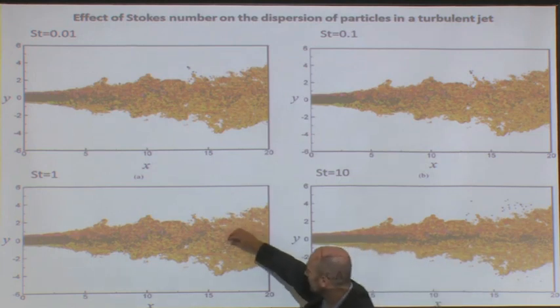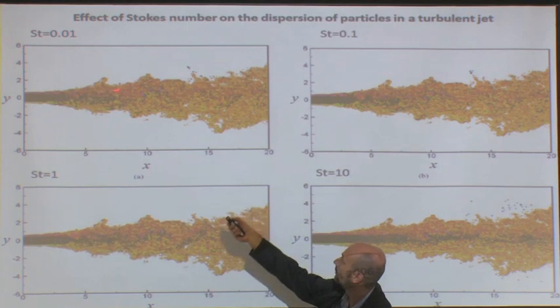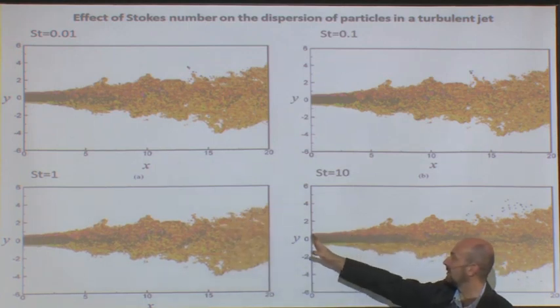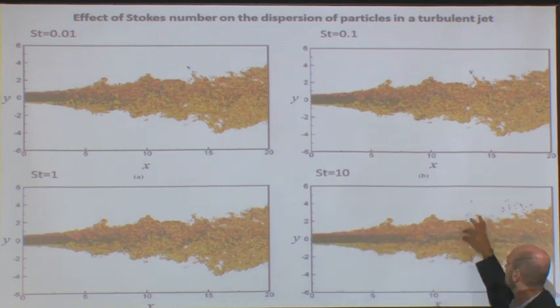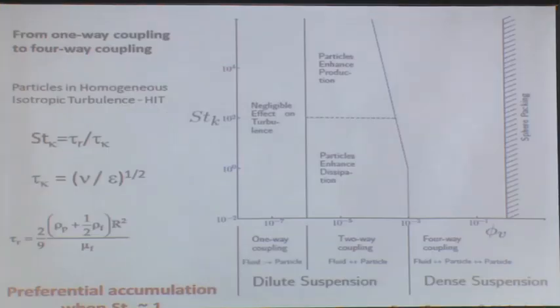So here you have accumulation, here you have accumulation, here you have accumulation, compared to there where you have particles everywhere. And when the Stokes number is very high, the particles are moving almost in straight lines. There's very little dispersion. So this is a different case, but the analysis with the Stokes number is the same. The only point which is difficult with this analysis is the choice of the time scale for the flow. So you have to think about that.